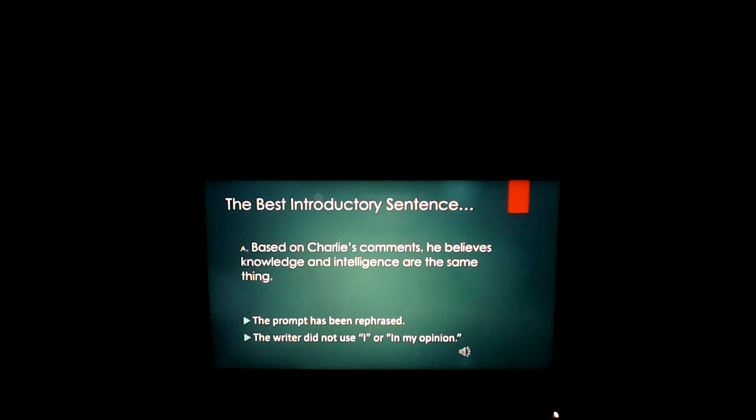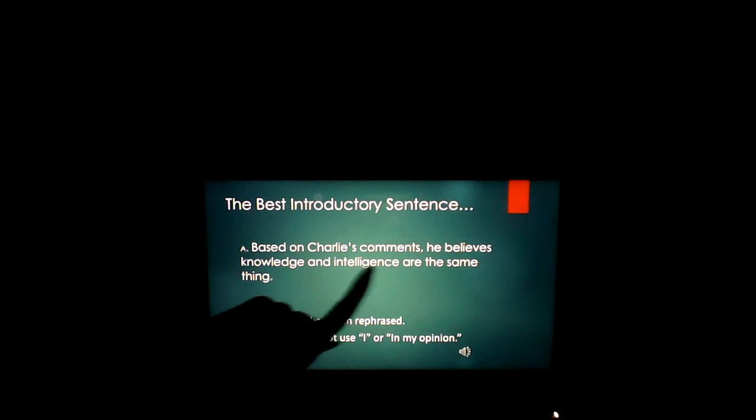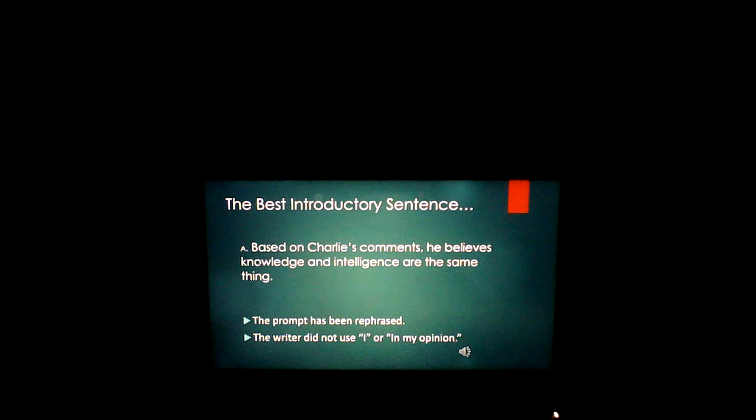All right, at this moment, write your response to the prompt. What is your response? You will probably use some of the same words that this author used, and that's okay. But at this time, it's your time to write your introductory sentence by rephrasing the prompt. Now, what this author did is to include the opinion. It's kind of subtle there. It says, based on Charlie's comments, he believes knowledge and intelligence are the same thing. So that's the opinion right there. Okay? You have the information that you need. Now it's your turn to write your introductory sentence.